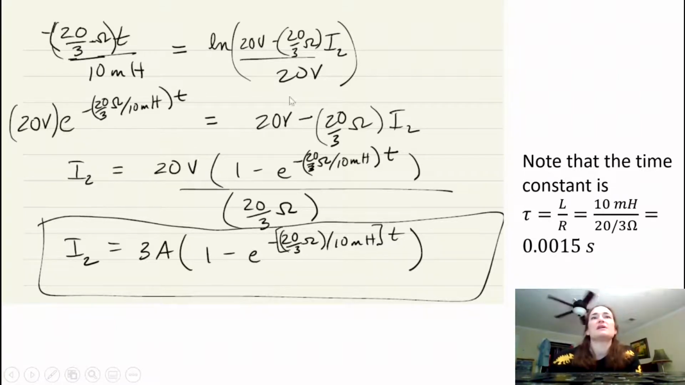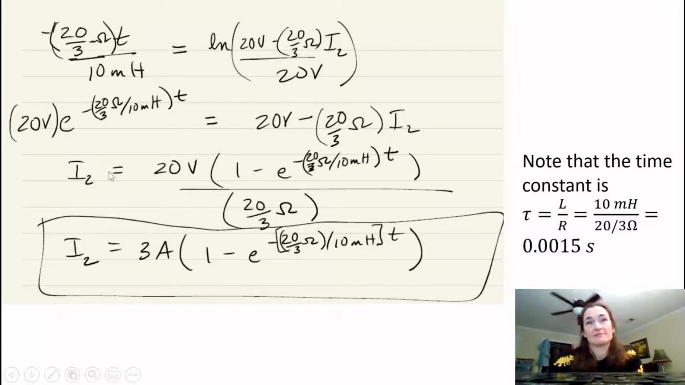Now, what I've done on this line is multiply by my denominator, which is 20 volts. So on the left-hand side, I have 20 volts times e to the minus 20/3 ohms divided by 10 millihenries times t. And that equals, on the right-hand side, 20 volts minus 20/3 ohms times I2. Now, I really want a nice solution where I have I2 equals stuff. So to do that, I'm going to add this 20/3 ohms times I2 to both sides, and then subtract this exponent. And then I'll multiply through by the stuff multiplying I2.